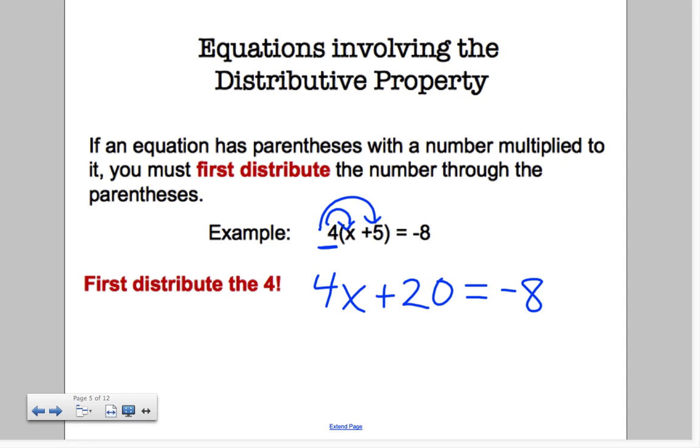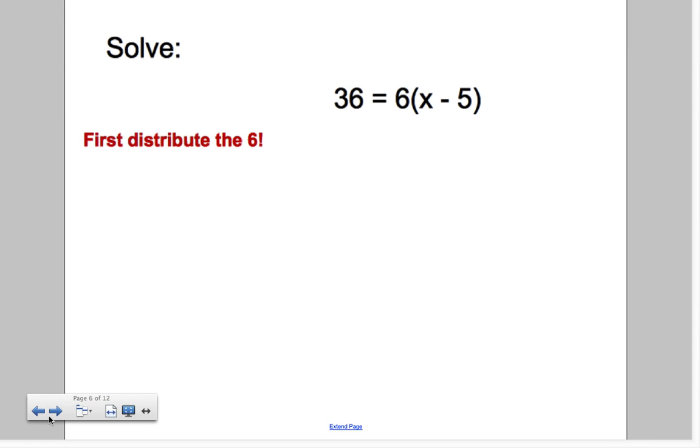Because really, if you plug your x value into the parentheses, all it does is become a GEMS problem with parentheses. Do you know how to simplify a GEMS problem with parentheses? Sure you do. You've seen parentheses in GEMS problems, haven't you? All right, so let's just distribute this. What would the equation be without parentheses? Angelo? 36 equals 6x and negative 30.